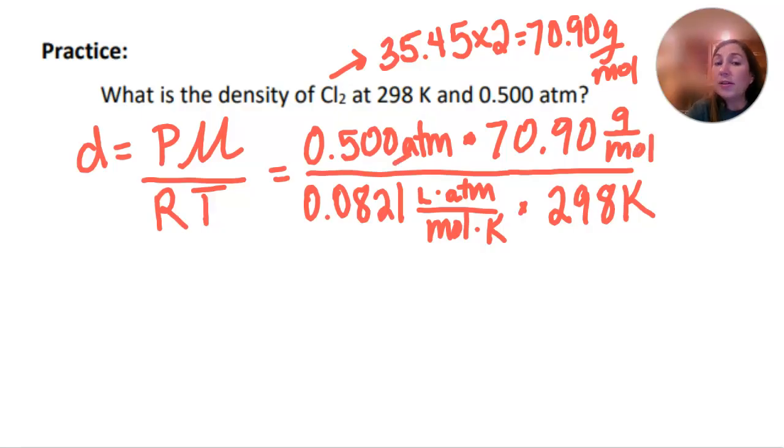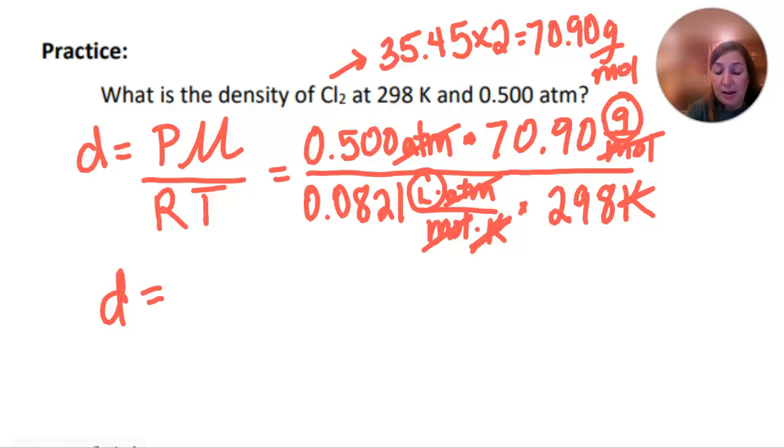Okay, let's cancel some units. Atm cancels with atm. Here we've got Kelvin in the denominator, and we've got Kelvin, so Kelvin cancels with Kelvin. Here we've got gram per mole and gram per mole, so those are going to cancel. And lo and behold, we'll have a density in grams over liters as our remaining units, which is great because that's a density unit. Maybe not one we're used to seeing, but it works.